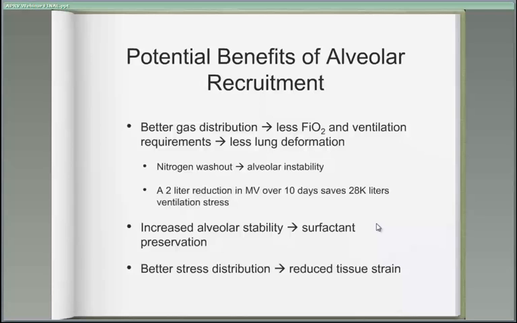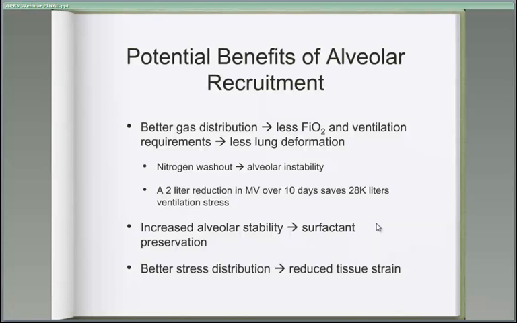Also, just pure minute ventilation, we know that cycling the breath over and over again potentially could injure the lung. And so just a simple reduction, this is an example, a reduction of 2 liters of minute ventilation over, say, a 10-day course of ventilation is 28,000 liters of ventilator stress that you can eliminate simply by reducing ventilation. This may be, of course, the notion behind permissive hypercapnia and so on. But certainly if you have efficient gas exchange, you certainly don't need to ventilate as much.